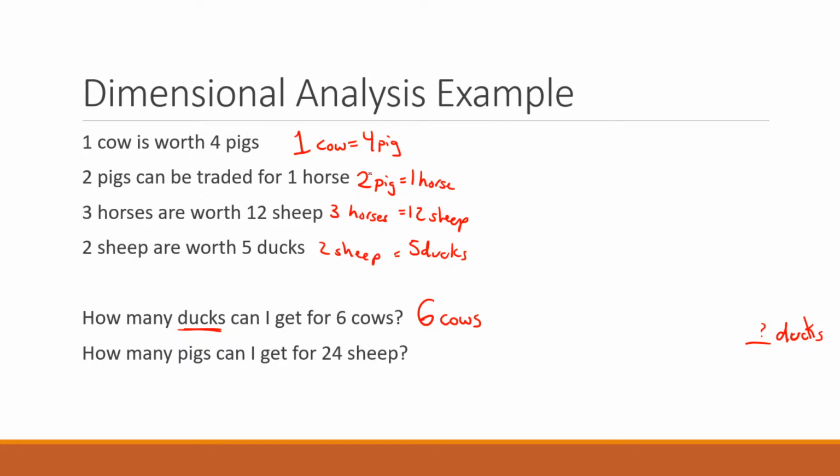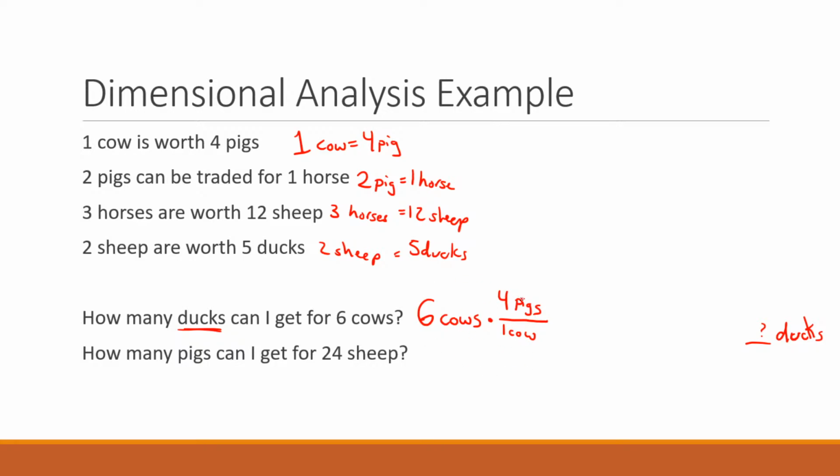I have cows. So if I'm going to multiply this by a fraction, a conversion factor, I'm going to put 1 cow on the bottom and 4 pigs on the top. And this by itself is going to convert cows to pigs. But I don't want pigs. I want ducks. So I'm not done yet.